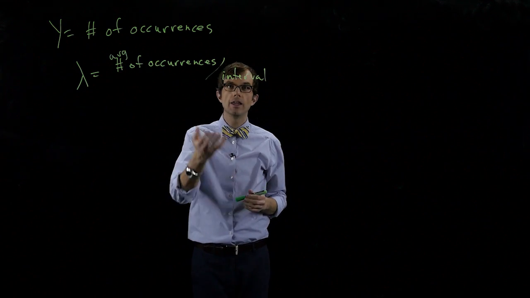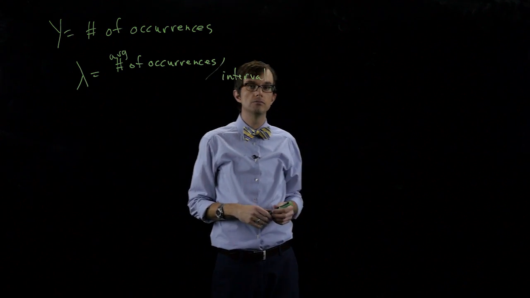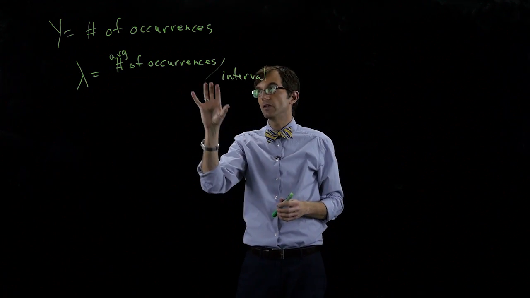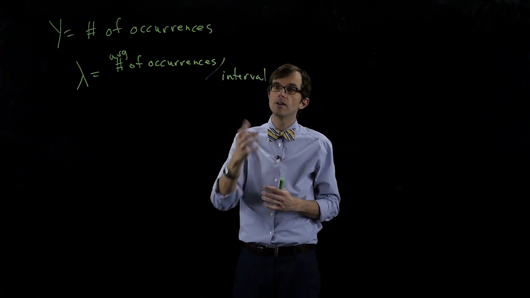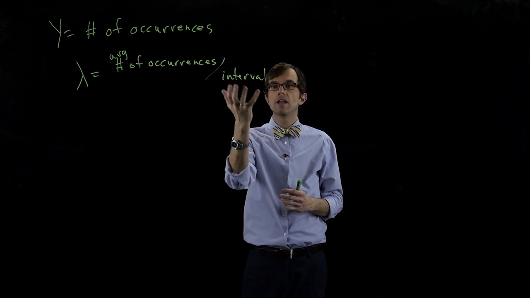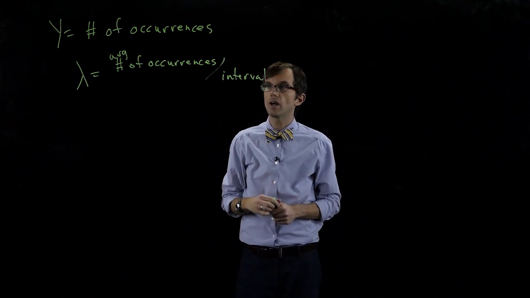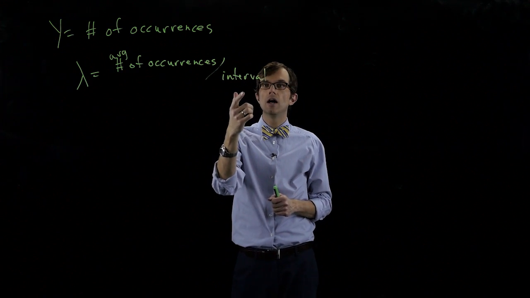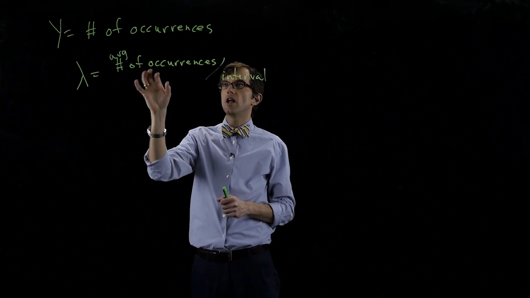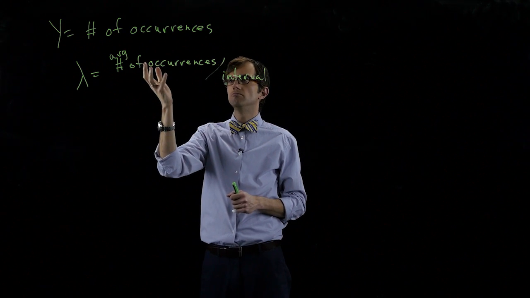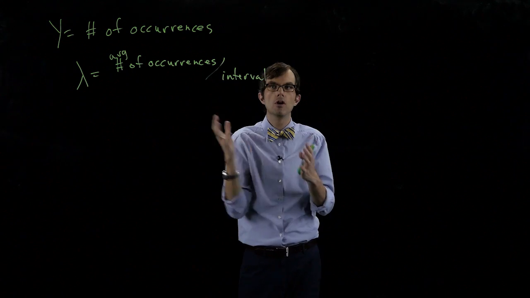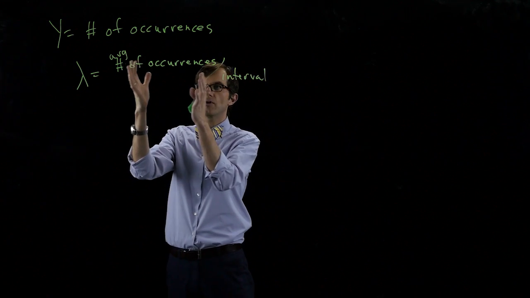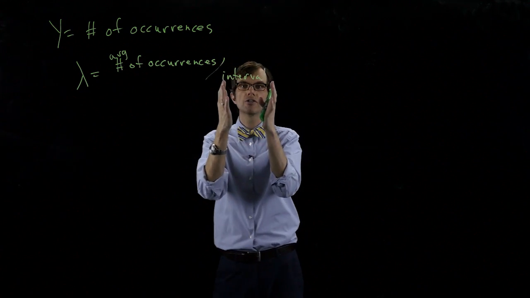The interval could be time, for example. This often deals with time. So the number of arrivals to a restaurant in the next 3 hours or something like that. This could be length. So this is the number of defects in the next few meters of cable, or something along those lines. We have some number of occurrences on average per some interval.